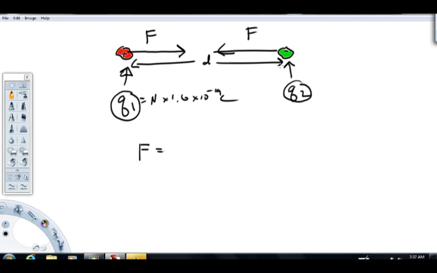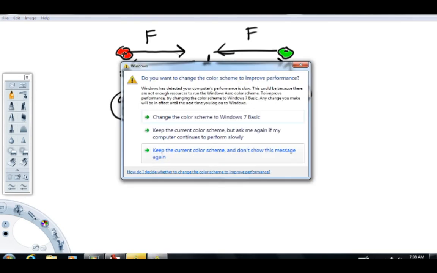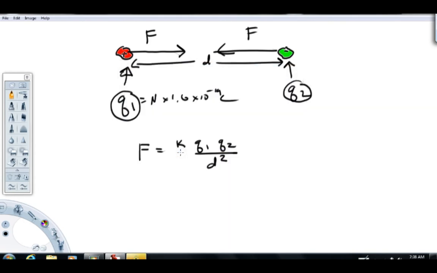It turns out that the force is directly proportional to charge 1, which means a constant times charge 1, and I'm going to call that constant K for a moment. It's also directly proportional to charge 2, which means basically charge 2 is being multiplied. And it varies inversely with the distance between these charges. Now, I'm going to go ahead and write this equation out. It turns out that it varies inversely with the distance squared. What that basically means is if you double the distance between these particles, the force will be cut down by a factor of 4. If you triple the distance, the force will be cut down by a factor of 9, and so forth.